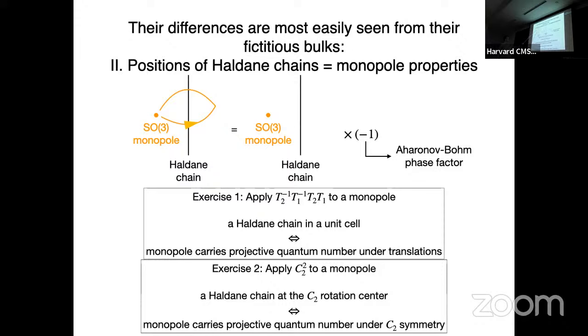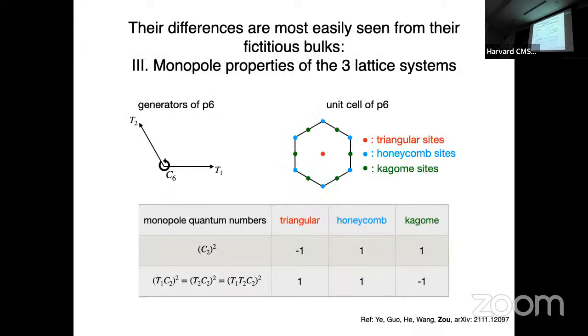The different positions of the Hodian chains imply the different properties of the monopoles. But those properties of the monopoles are symmetry protected. As long as the symmetries are preserved, I cannot arbitrarily tune it. So they are sharply defined. That's saying these positions of Hodian chains, or the positions of the spin 1/2s in my original systems, are actually some sharply defined features. In other words, the three original systems, triangular lattice, honeycomb lattice, and kagome lattice, although they have the same symmetry group, are still sharply distinct.